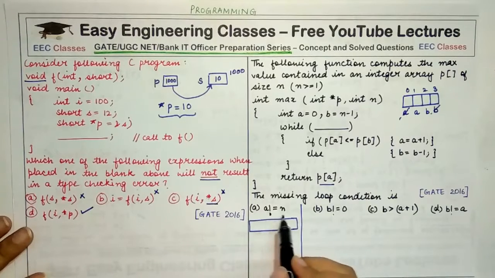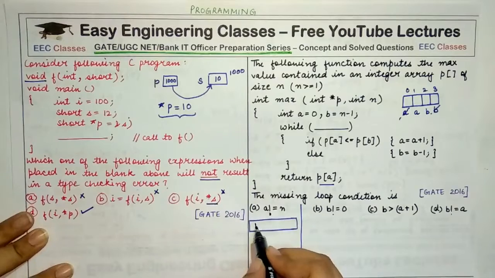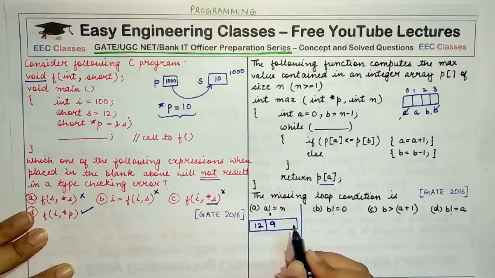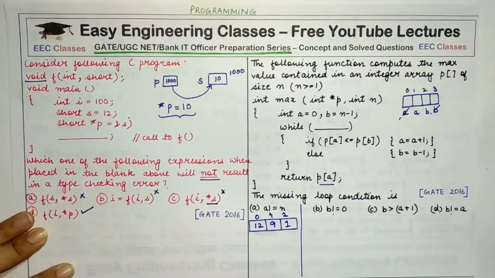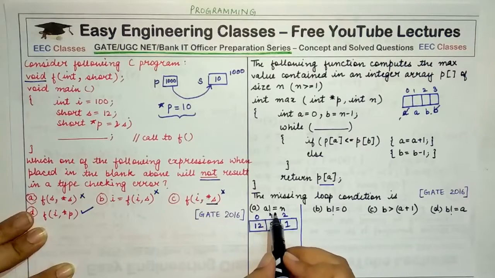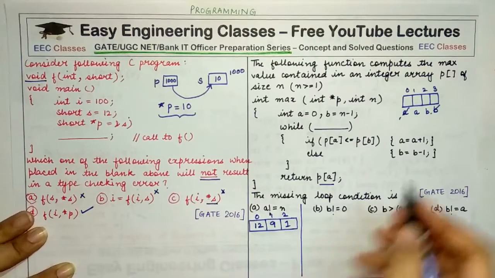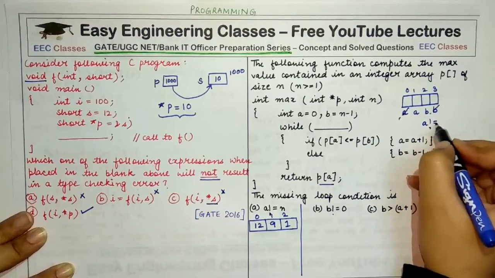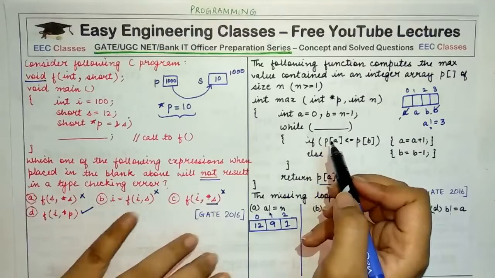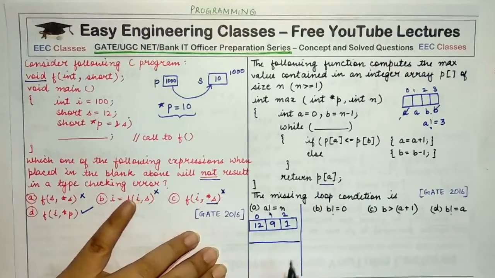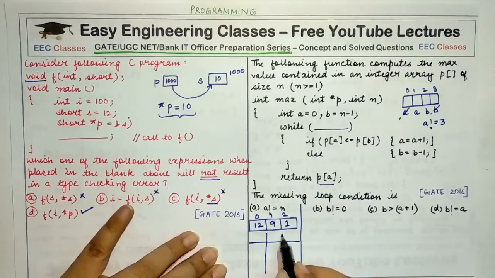Now in the first case, I am taking an array, suppose 12, 9 and 1. This is an array having 3 elements. So the value of n here is, sorry, the value of n is 3. So the condition that I need to satisfy here is a not equal to n, that means a not equal to 3. That is the condition that will be checked every time in the while loop. So let's see if it demonstrates the correct working or not.